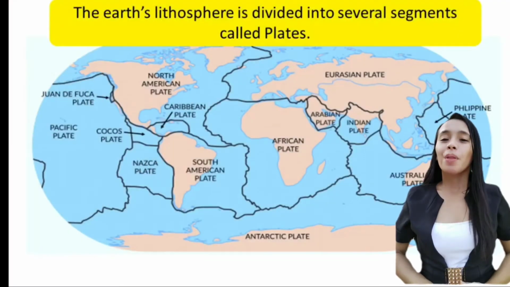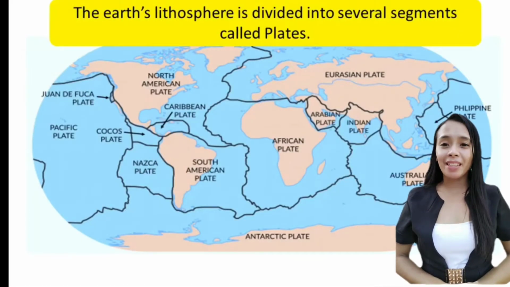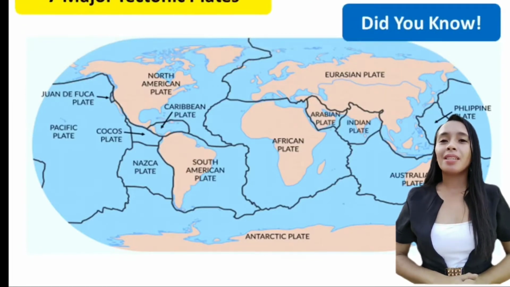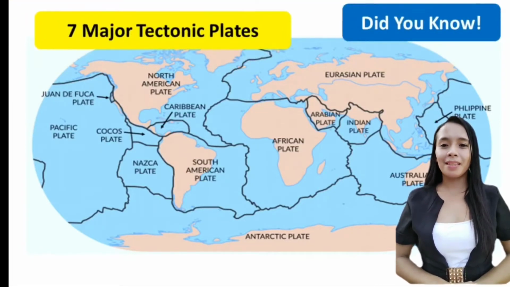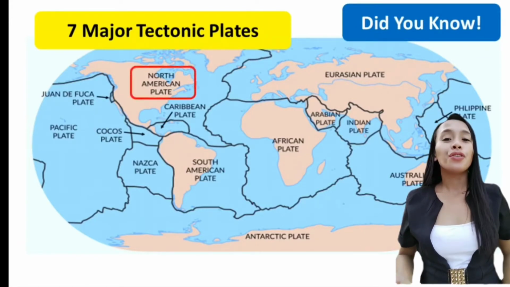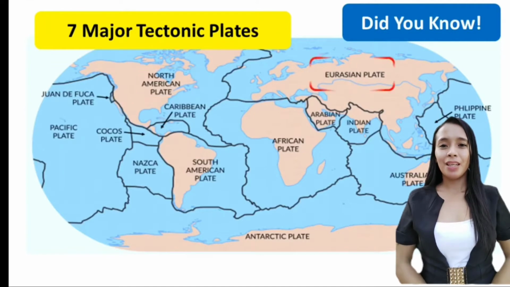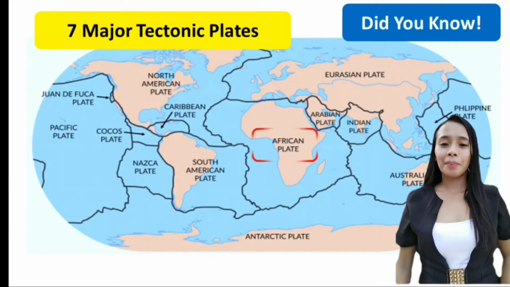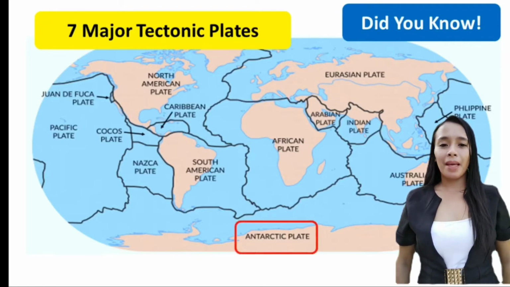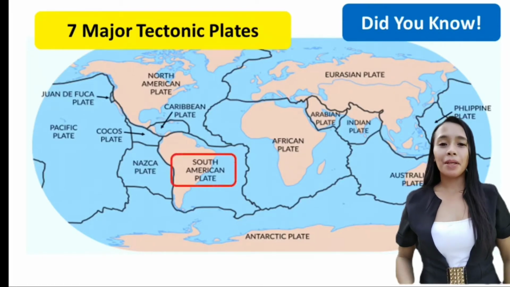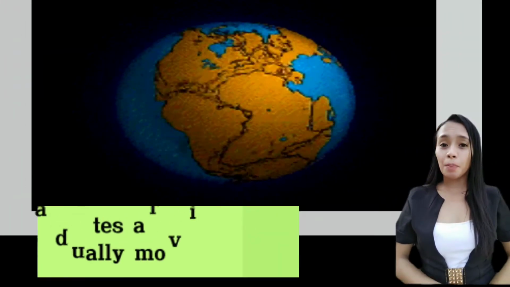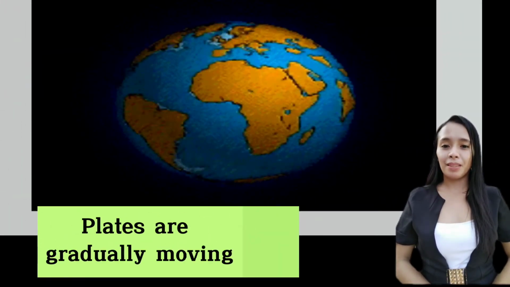Did you know the Earth's lithosphere is divided into several segments called plates? There are 7 major tectonic plates. These are Pacific Plate, North American Plate, Eurasian Plate, African Plate, Antarctic Plate, South American Plate, and Australian Plate. These plates are gradually moving.